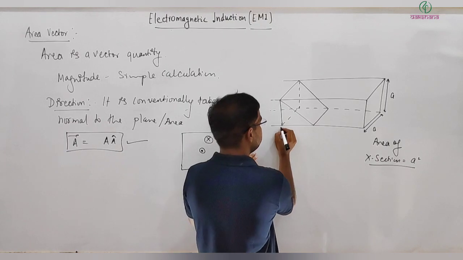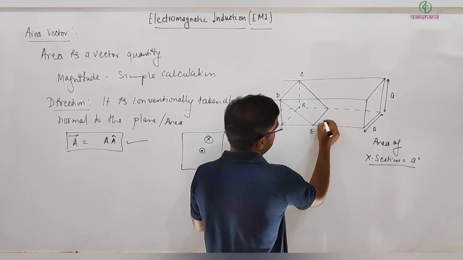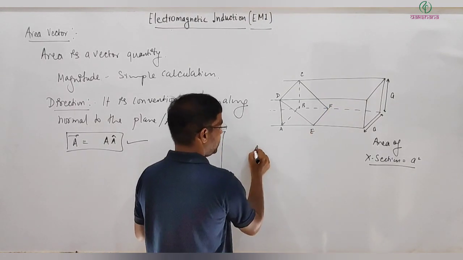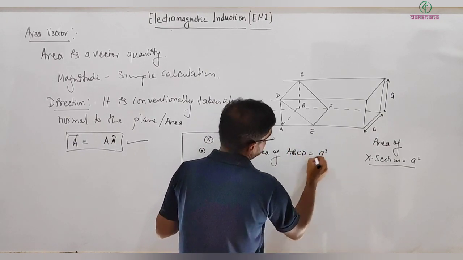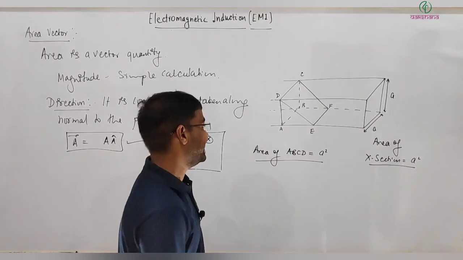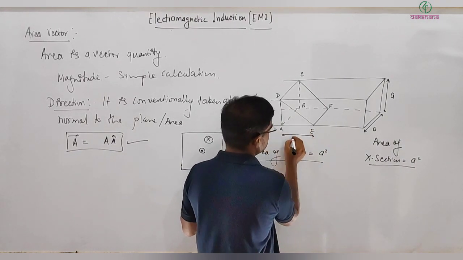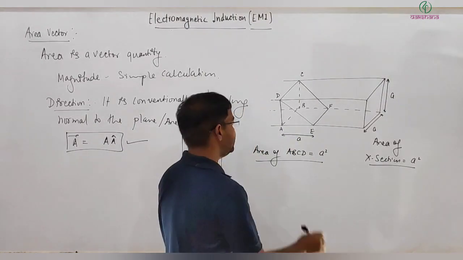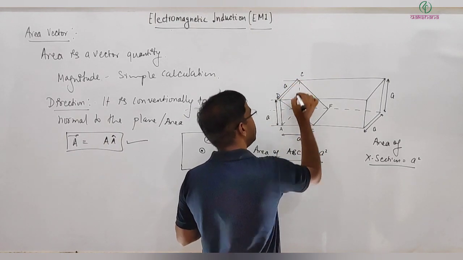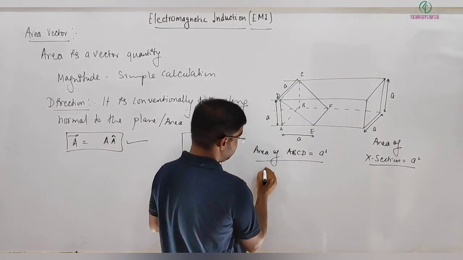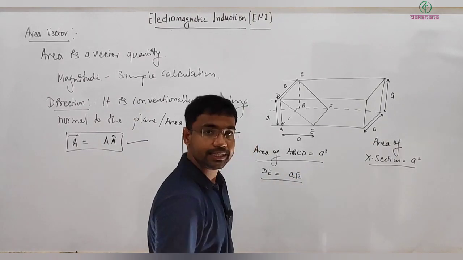If I'm defining it as A, B, C, D, E, F, then the area of ABCD is simply A square. Let me take this direction also, just to make the calculation simple. It's A, this is also A, and I have taken this also as A. So DE is also equal to what? A root 2. Is it clear?